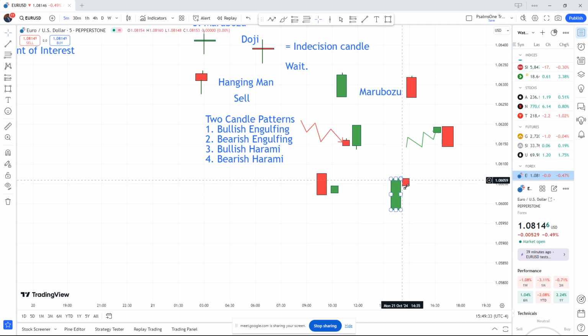So for bearish engulfing, the green candle closes at the upside. As it's closing up here, the red will open at the top and close at the bottom part. So this is how a bearish engulfing pattern looks.